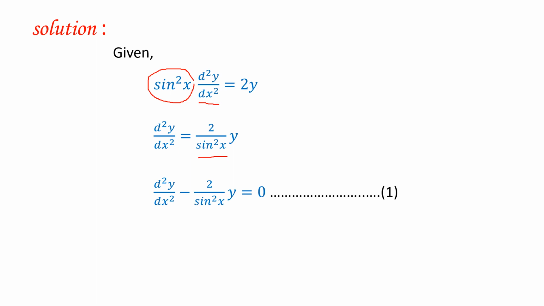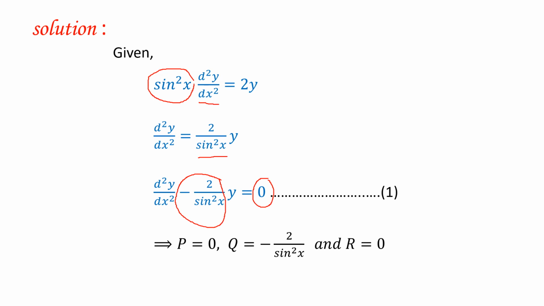Now you observe in this equation the term p into dy by dx is absent. Therefore the value of p is 0, the value of q is minus 2 by sin square x and the value of r is equal to 0. Therefore we shall note down that one. p is equal to 0, q is equal to minus 2 by sin square x and r is equal to 0. Also you can observe in the given problem they have given cot x is a part of the complementary function. Therefore we shall take let u is equal to cot x.